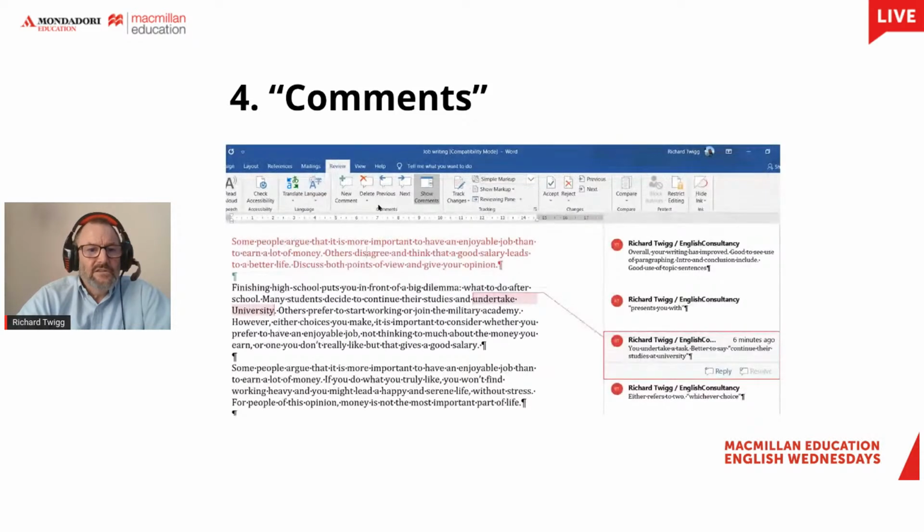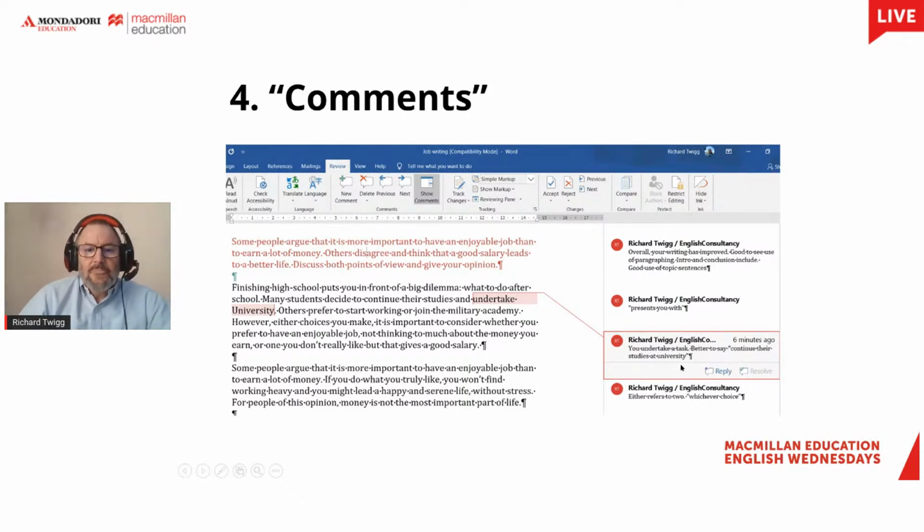The other way that I could do it is by using comments in Word. If you're not familiar, if you can see here in a Word document, you go to Review, then I have New Comment, Delete, etc. And I can then highlight a word or an area, and it gives me the opportunity to type in a comment here.